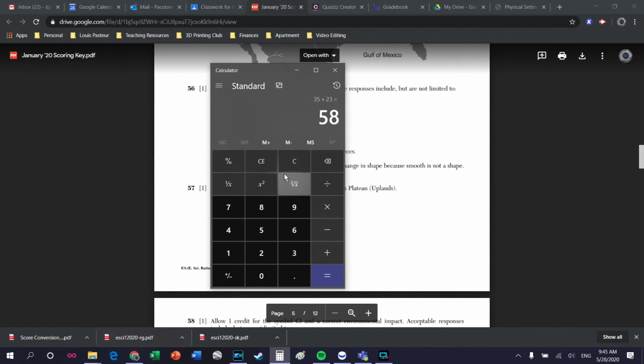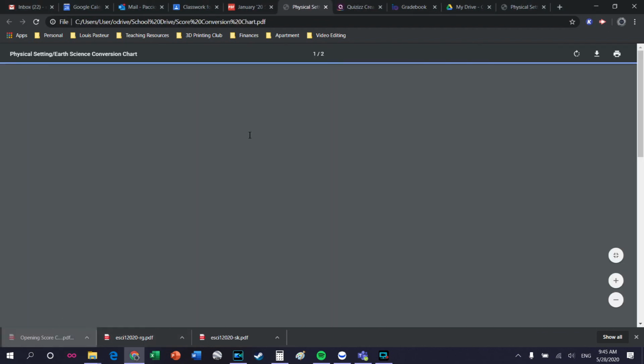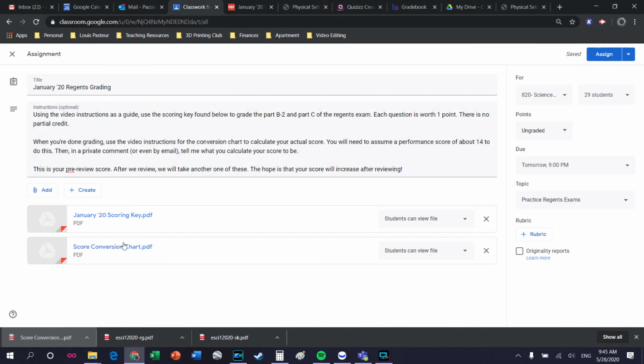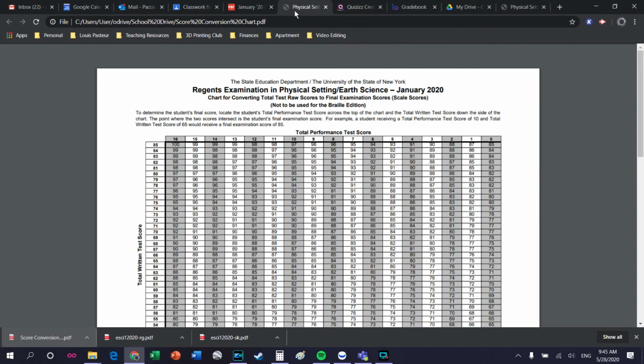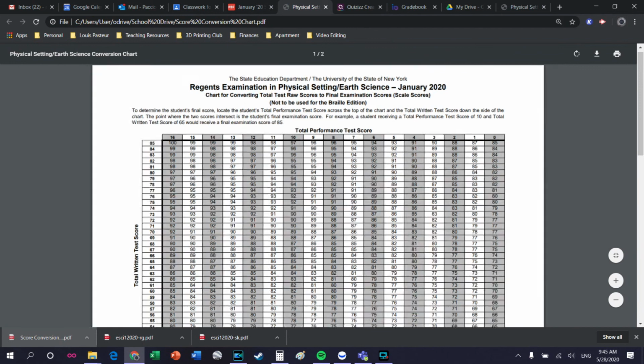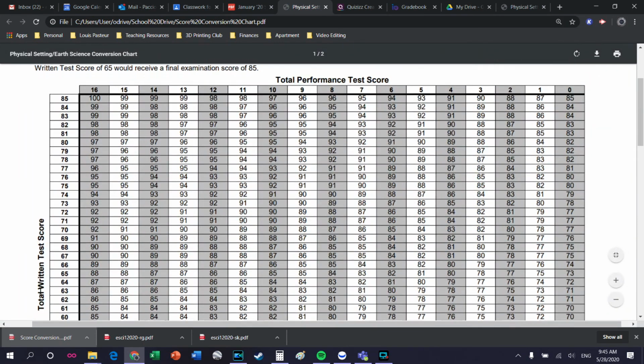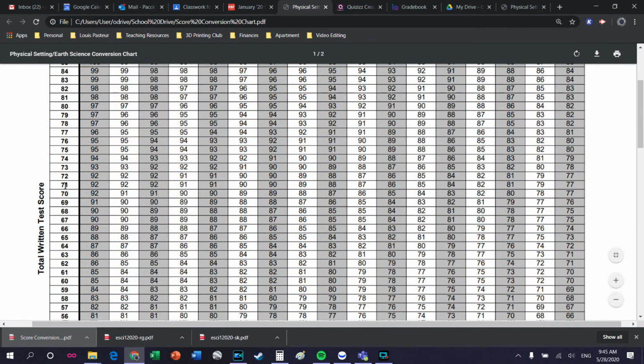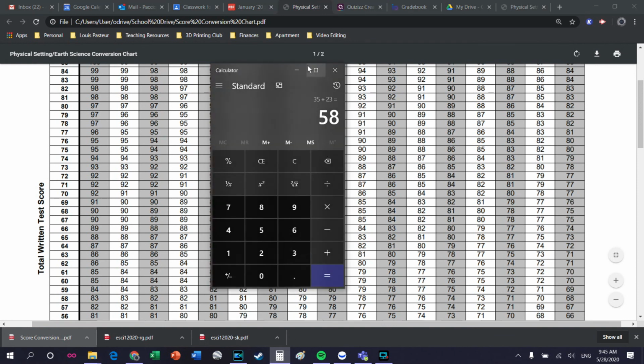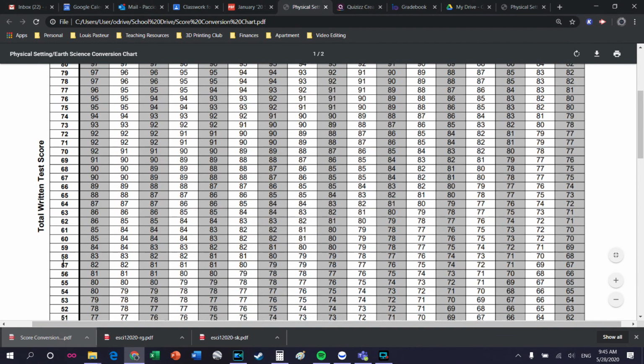The next thing you have to do is go over to the score conversion chart. I have the score conversion chart right here. You come over to the score conversion chart, and now you're looking for your written test score over here on the left. And mine was 58. So 58 is over here. Here's 58. Okay. And basically this entire row here are all the possible scores that you could get. Okay. So the highest possible score is an 83.